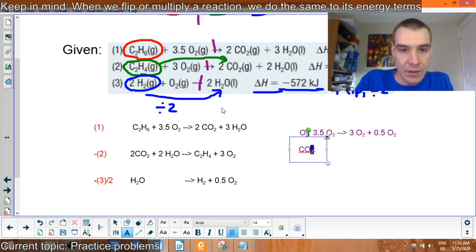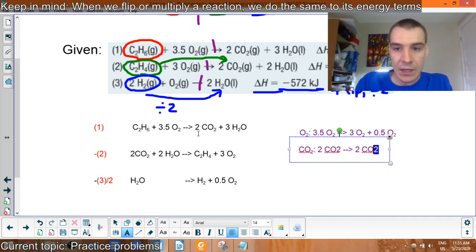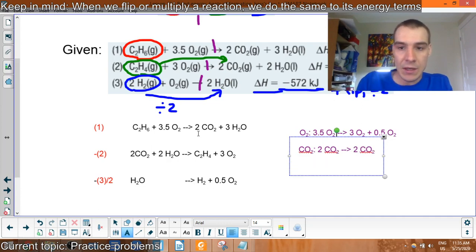The CO2: on the left side, we have 2 CO2 here, and nothing else, no other CO2s around. On the right side, we have the 2 CO2s up here. We're making 2 CO2s, so that also cancels out, so that's nothing. We start with 2 CO2s, we end up with 2 CO2s. So nothing's going to happen there.